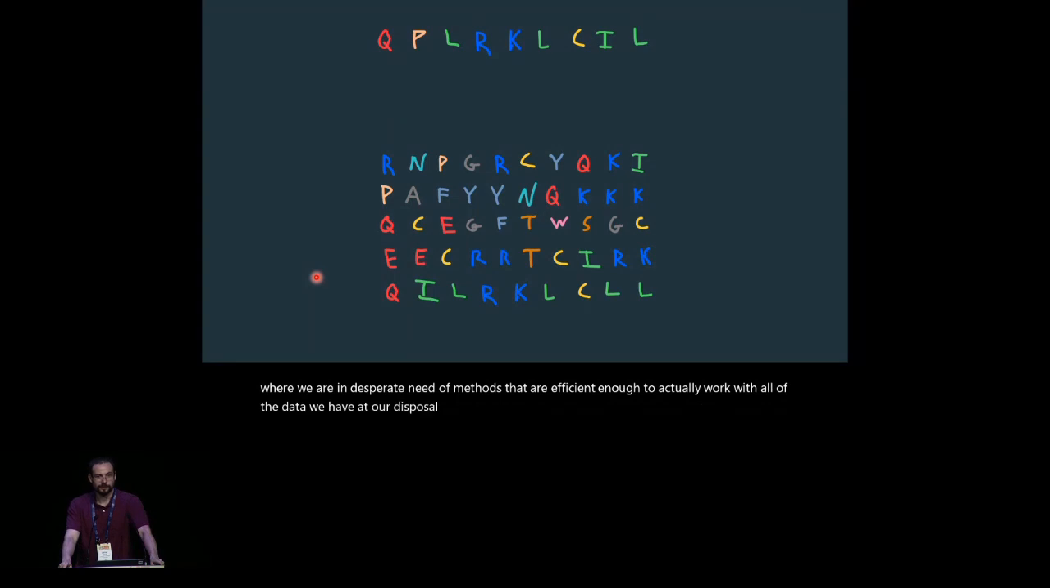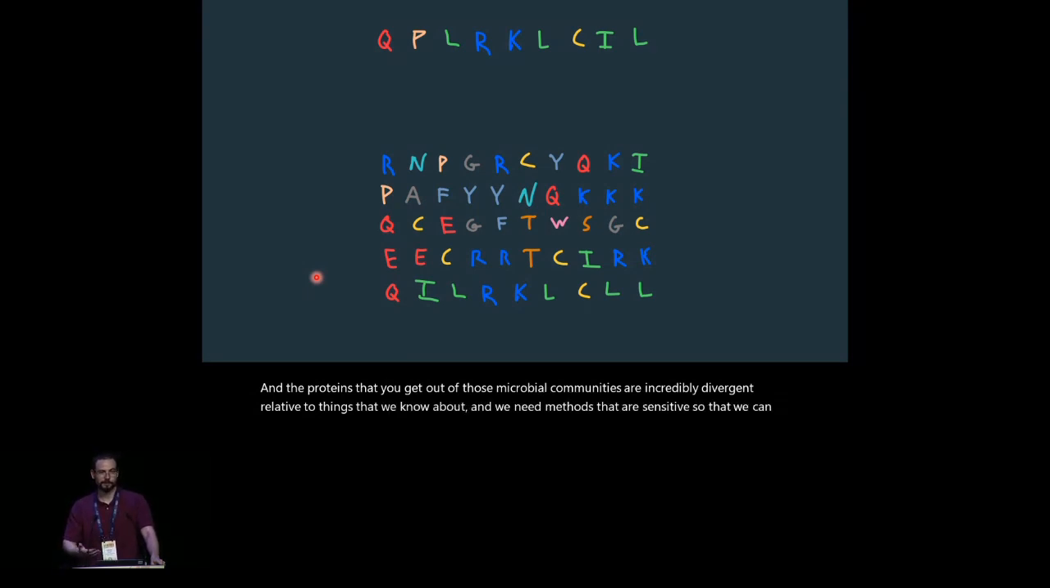And also there's this problem where we have so much diverse sequence content. We can now sequence microbial communities, and the proteins that you get out of those microbial communities are incredibly divergent relative to things that we know about. And we need methods that are sensitive so that we can actually understand what's happening inside of these microbial communities.